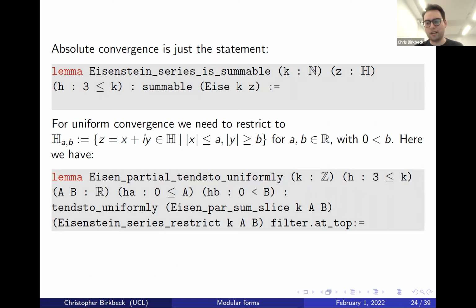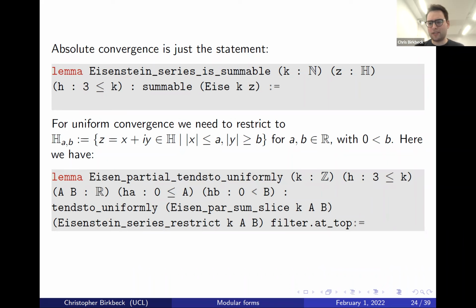Then tends to uniformly is just the statement that a sequence converges uniformly. And for this you need your functions to all have the same domain. So which is why I need to restrict all of my functions to this upper half space slice, as I call it. So this Eisenpar sum slice is just this partial sum restricted to the slice defined by A and B. And Eisenstein series restrict KAB is just the restriction of Eisenstein series to this slice as well. And you just check that these things converge uniformly. You can write down a bound, and then you just use the Weierstrass M test to do this.